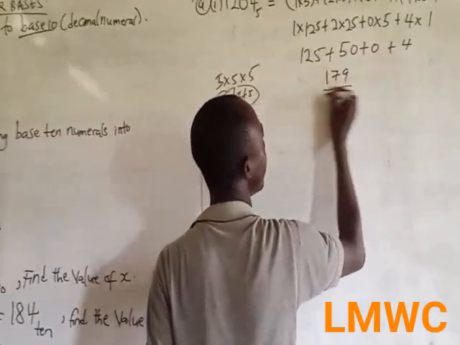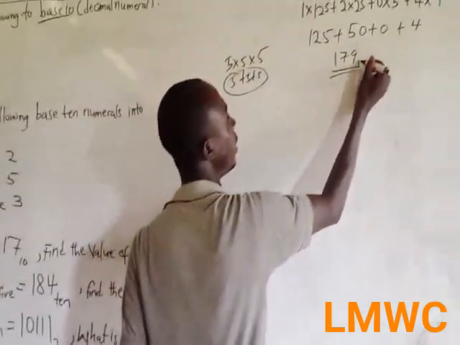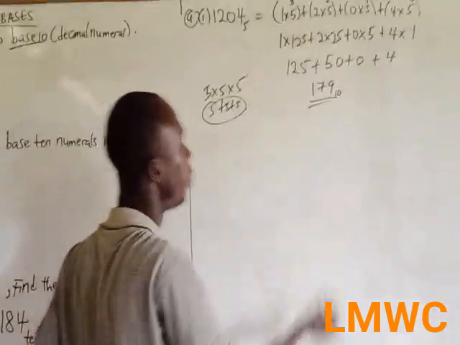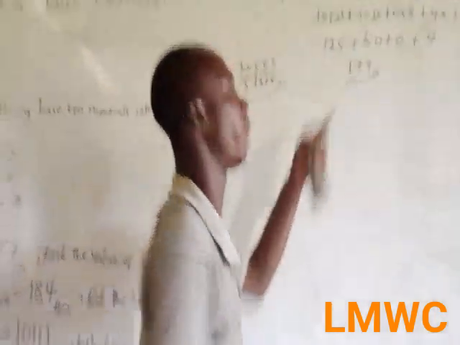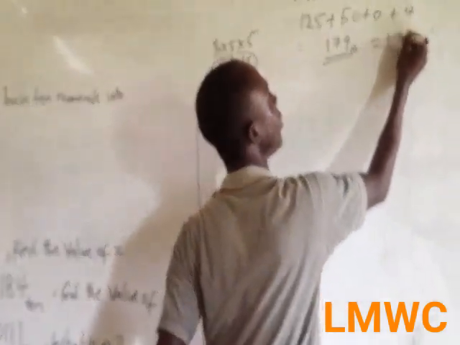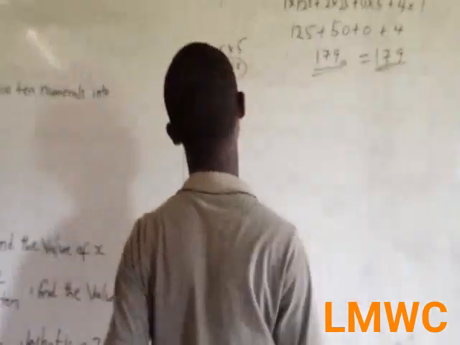So this is base 10. There is no need to write the 10 here. Even though if you write it, it's not wrong, this is the same as 179 without the base.